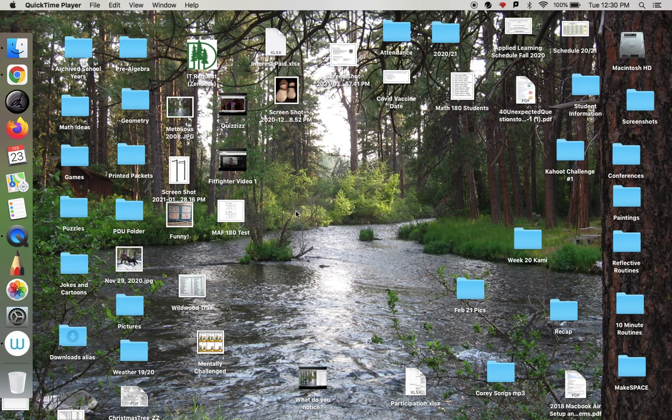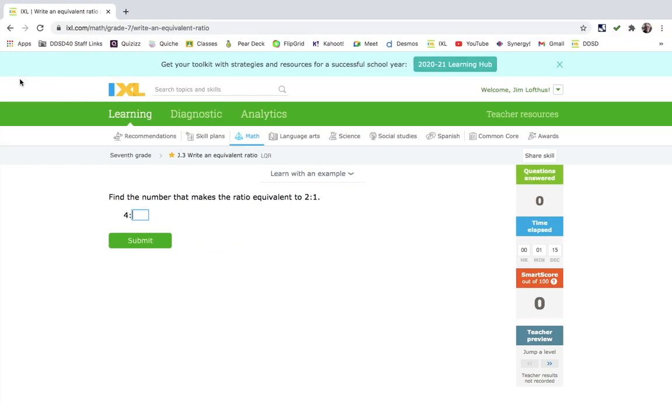This is a recap for Tuesday, February 23rd. I thought what I would do today is apply what we learned today about proportions to the IXL for this week.